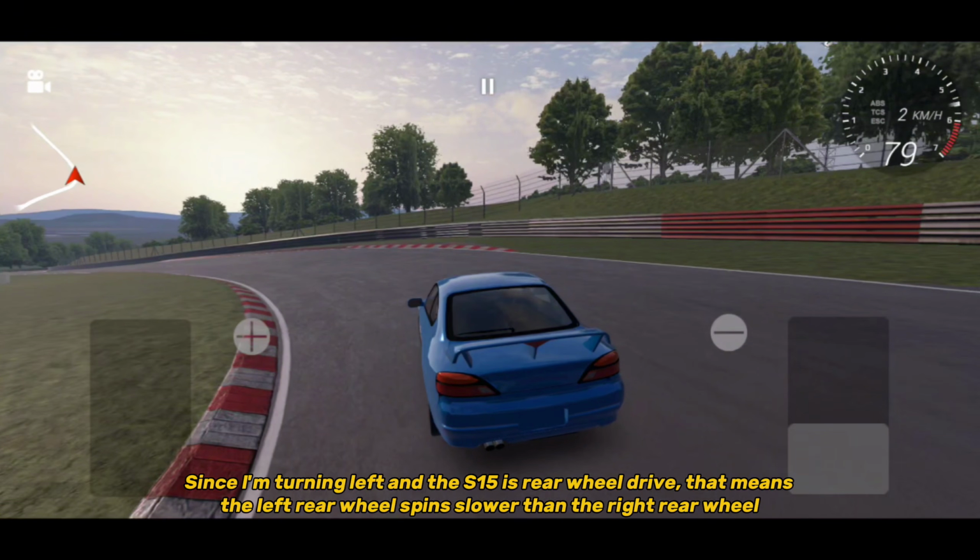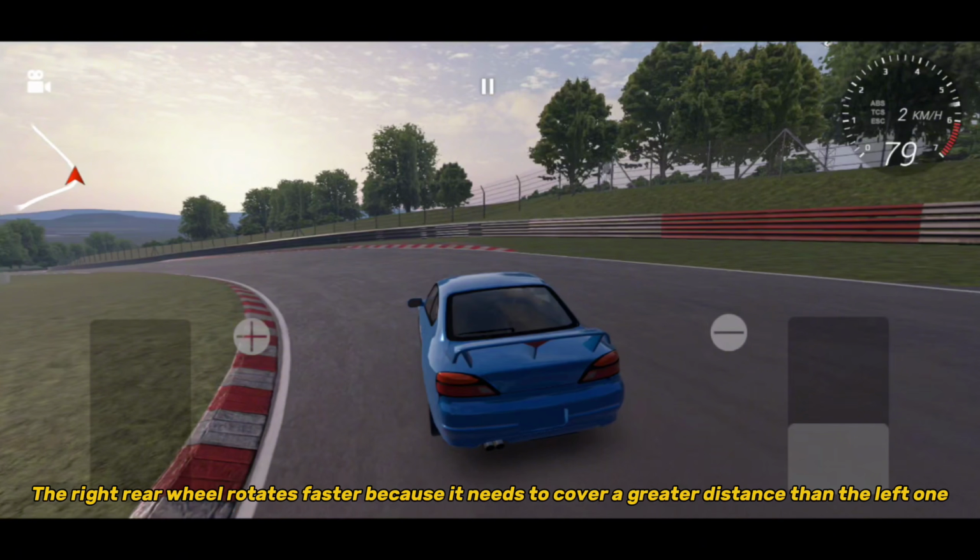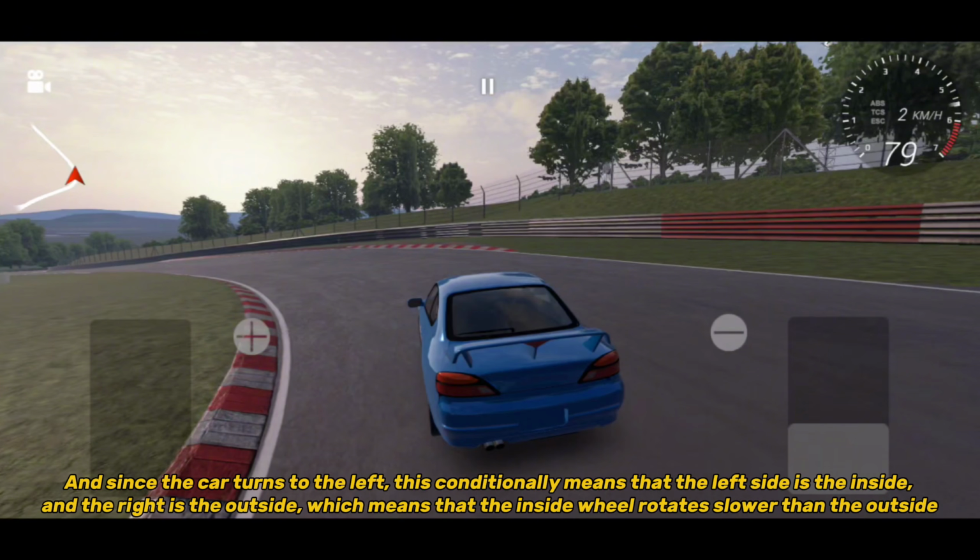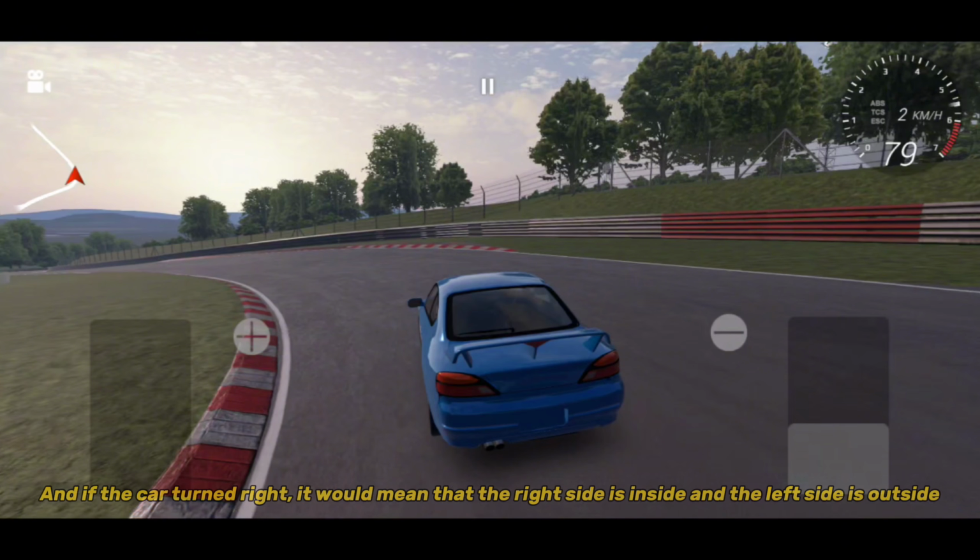Since I'm turning left and the S15 is rear-wheel drive, that means the left rear wheel spins slower than the right rear wheel. The right rear wheel rotates faster because it needs to cover a greater distance than the left one. And since the car turns to the left, this conditionally means that the left side is the inside and the right is the outside, which means that the inside wheel rotates slower than the outside. And if the car turned right, it would mean that the right side is inside and the left side is outside.